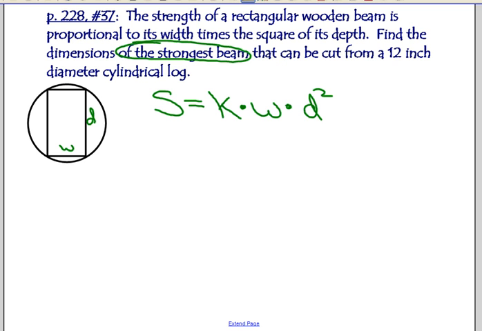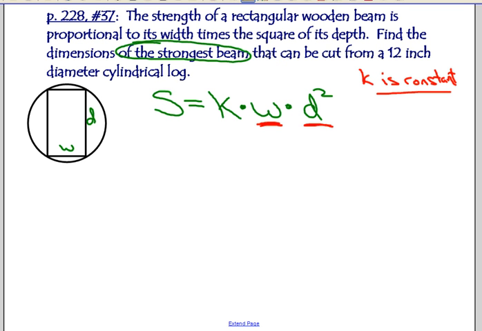Okay, we want to take the derivative, but we notice we have two variables. W, our width, is a variable, and the depth is a variable. Keep in mind K is just a proportionality constant, so K is a constant. Maybe we'll make a note of that. All right, the first slightly clever thing is we need to figure out how W and D relate to each other.